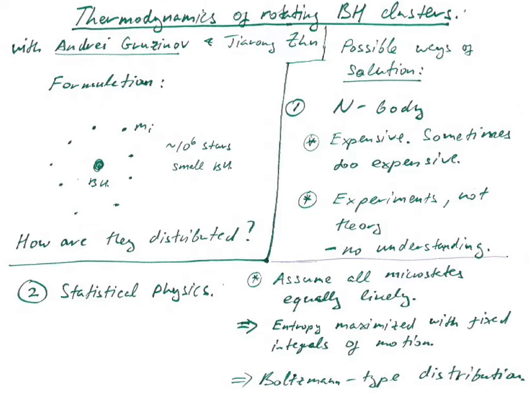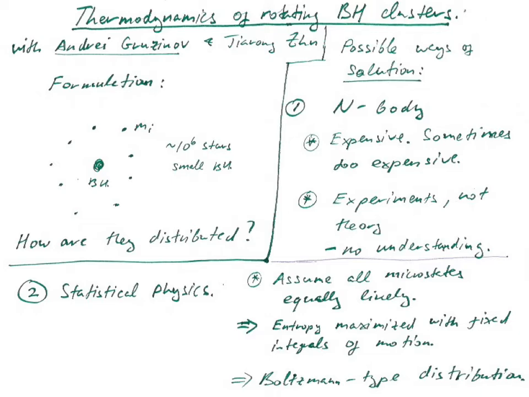Just to remind you how this works: typically in the statistical physics approach, one assumes that all microstates which satisfy some external constraints, typically the integrals of motion, are equally likely. The second thing which is typically done is that you find configurations which maximize entropy, because they're the most likely collections of microstates. And when this is assumed, then one obtains Boltzmann distributions, which are very powerful in describing distributions of particles in the system.